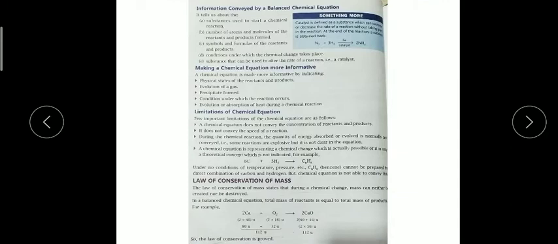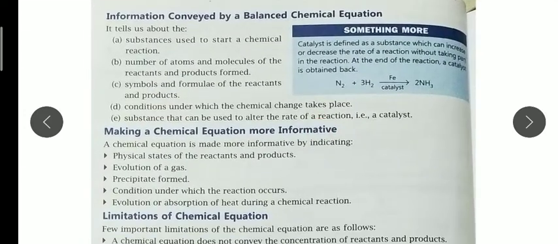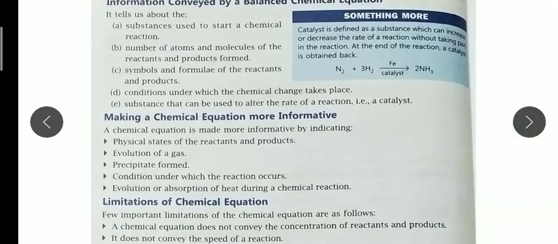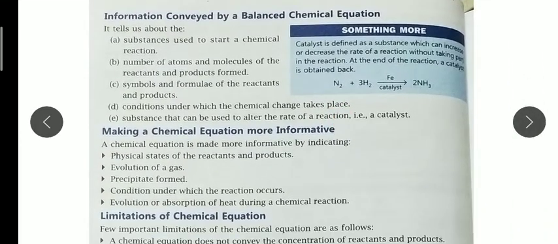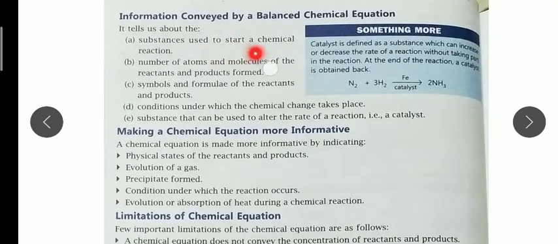Chemical equations express chemical changes with the help of symbols and formulas. Here you can see that we can write a chemical equation by using symbols and formulas. All chemical equations convey detailed information. They tell us about the substances used to start a chemical reaction, that is, the reactants.